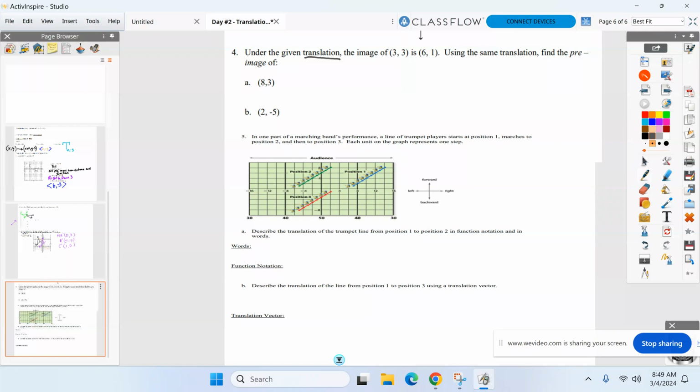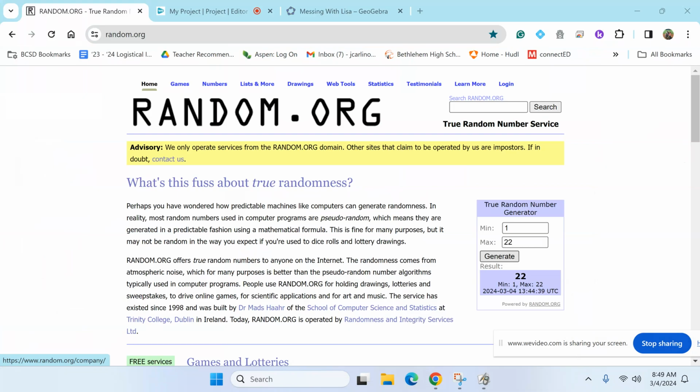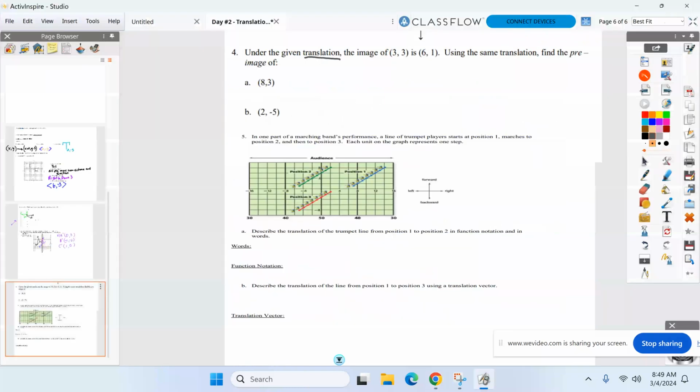First thing I need to do with one of you is: what is the rule here? 3, 3 to 6, 1. Up, down, left, right. How many units? First, we got to know what the rule is. So going from 3, 3 to 6, 1, how do you get there? Vinny, how do we get there? Right 3, down 2. However you want to write that, put it in whatever notation. We went right 3, down 2.